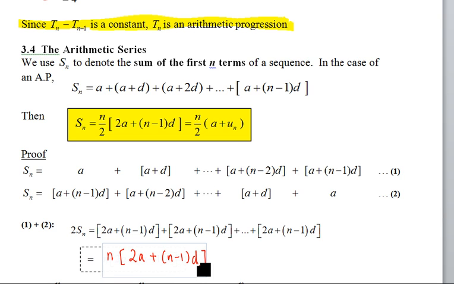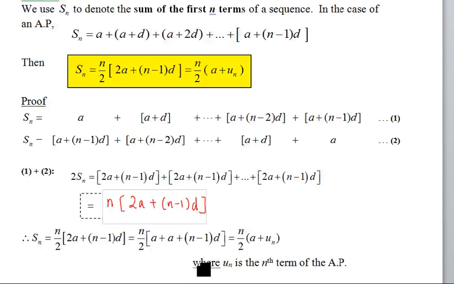Therefore, to get Sn, divide both sides by 2, we get n over 2. We get this. This is the formula for sum to n terms. Okay. This is the formula for sum to n terms. Now there's an even shorter one.